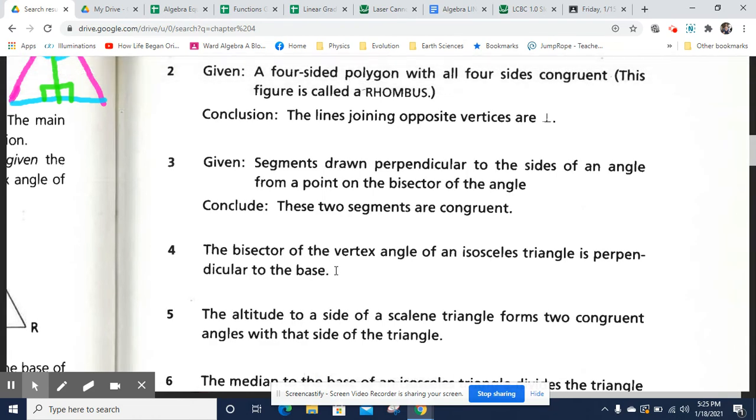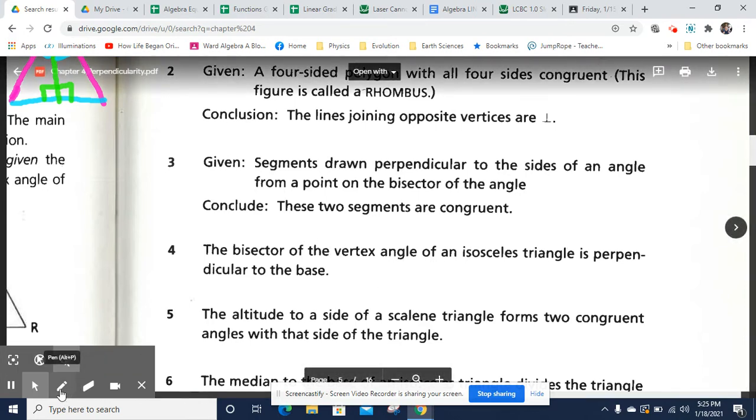So what's the given and what's the conclusion? What's the if, the condition, and what's the then, the thing you need to prove? What's been given is that it's a bisector of a vertex angle of an isosceles triangle. So you would need to draw your isosceles triangle. So I'm going to draw my isosceles triangle.